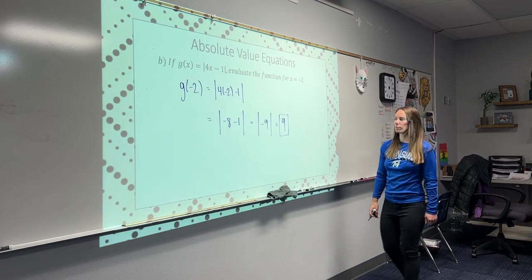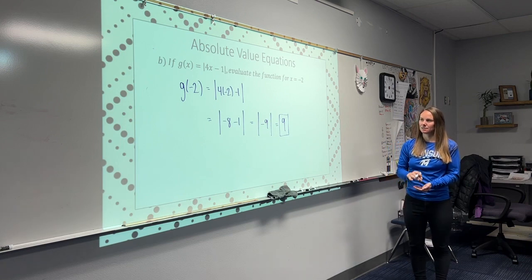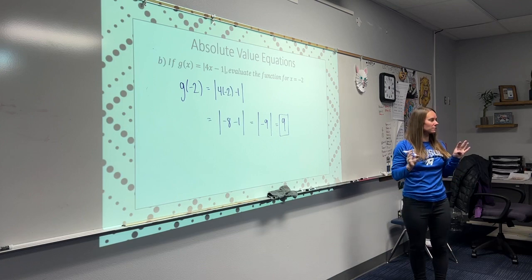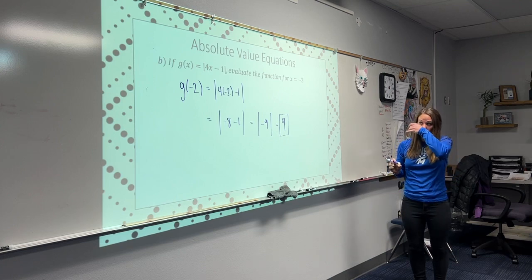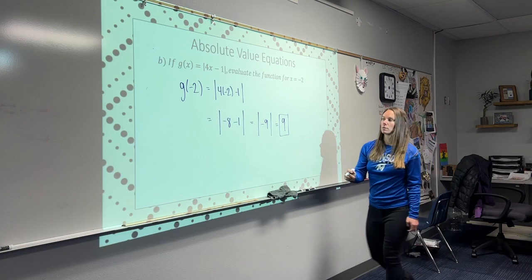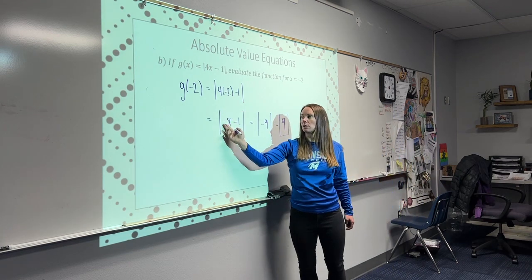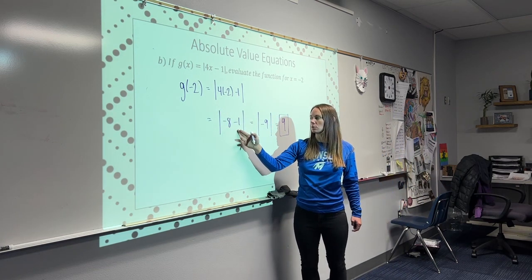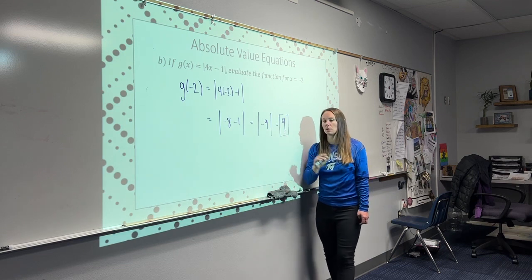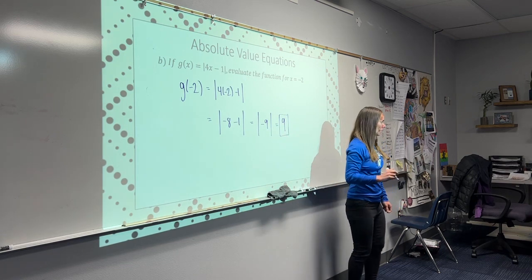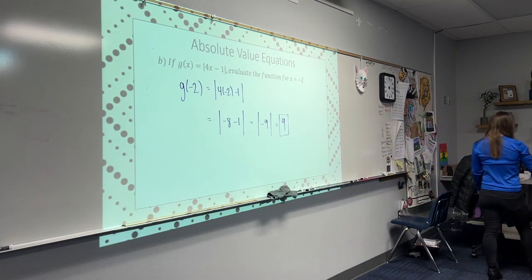Can someone confirm that they got 9? Yeah. Okay, just be careful. You're ignoring the absolute value until the very end. And so you get a negative 8 here, but don't do anything yet. Drop down the minus 1, do your subtraction. Once you get your answer, make it positive. Okay, last one.